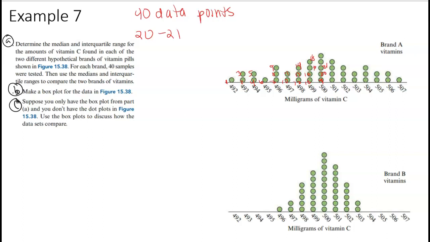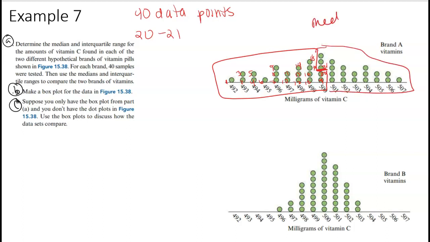21. That right there separates the first half. There's 20 below and then 20 above. So my median is between these two points. Well, they're both 500, so my median is 500.